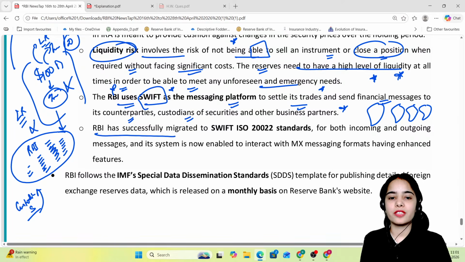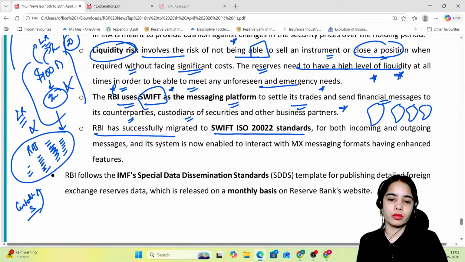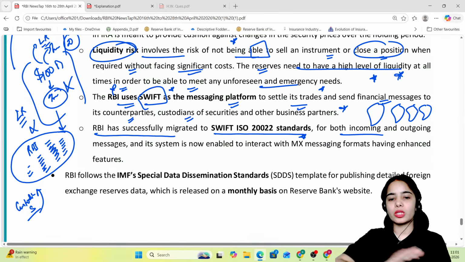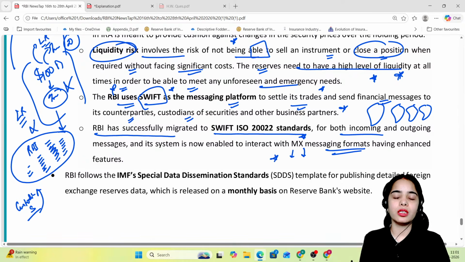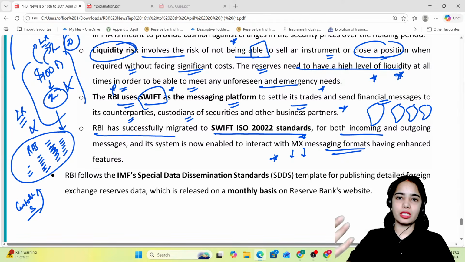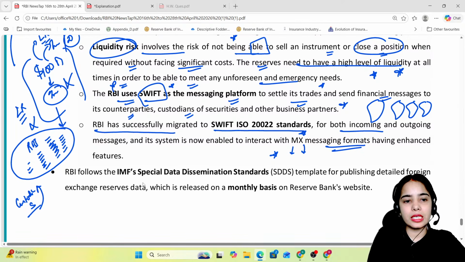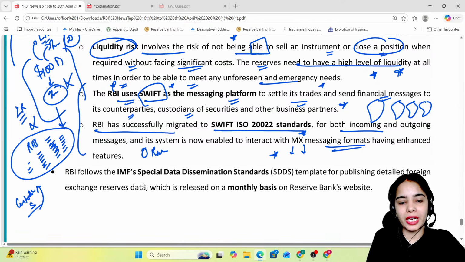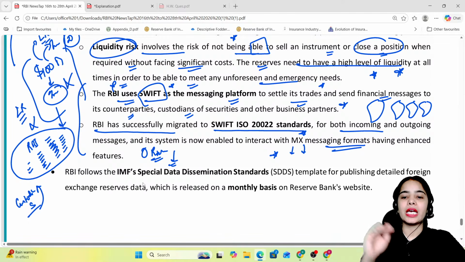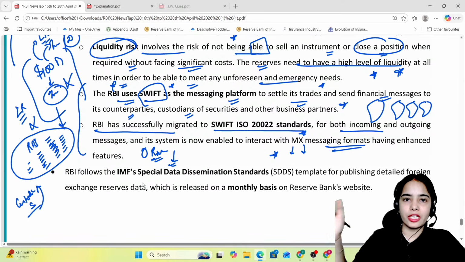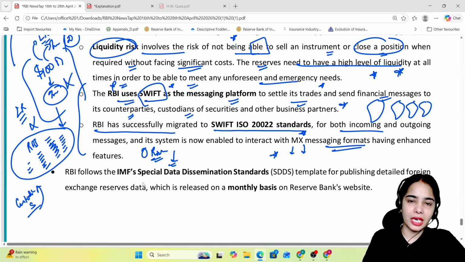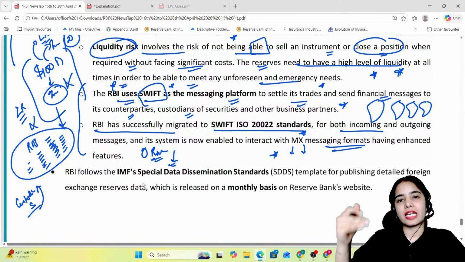RBI has successfully migrated to SWIFT ISO 20022 standards for both incoming and outgoing messages, so that everything is very efficient and the best international standard messaging formats are being used. So that is the idea. This is in regards to operational risk. The RBI is also mitigating the operational risk by following the best international practices and standards.